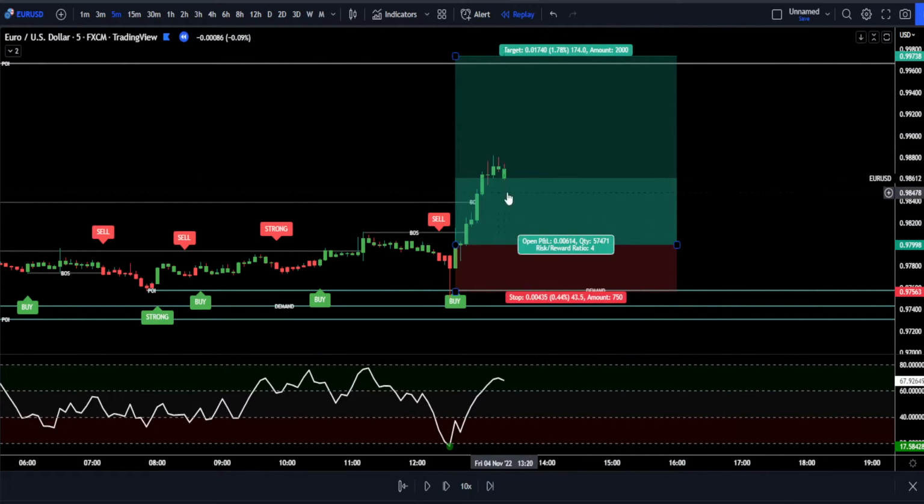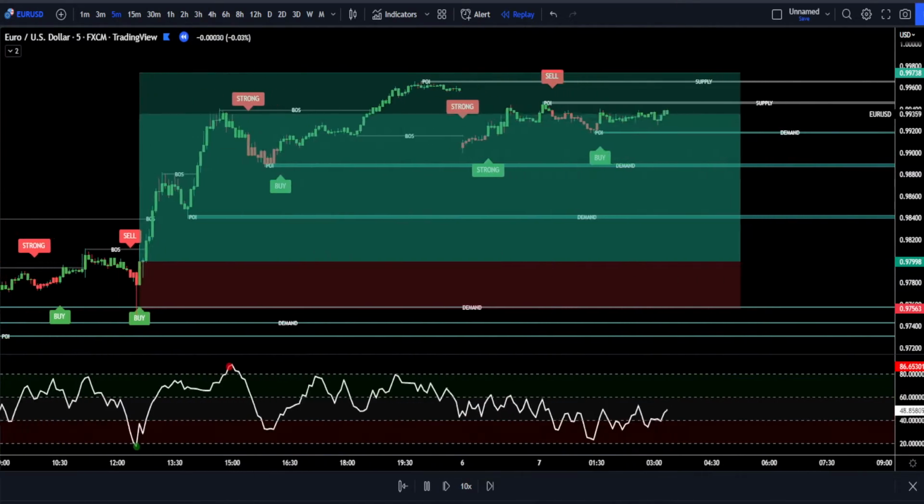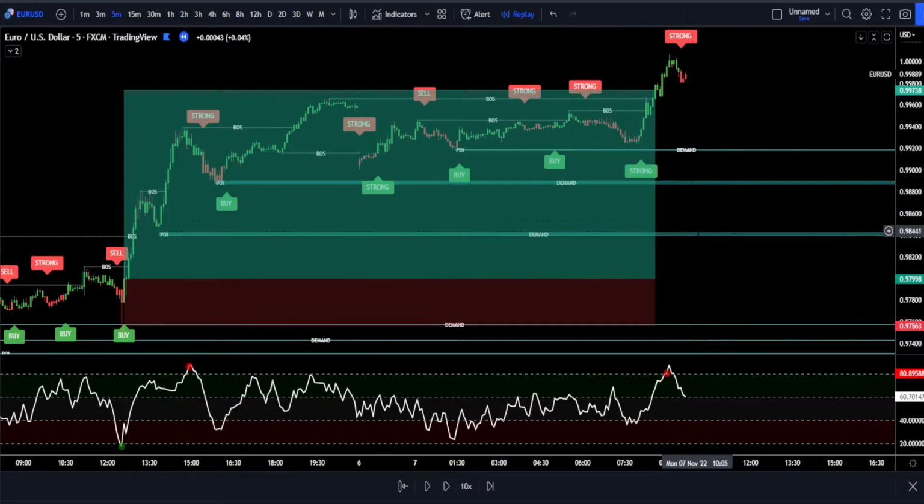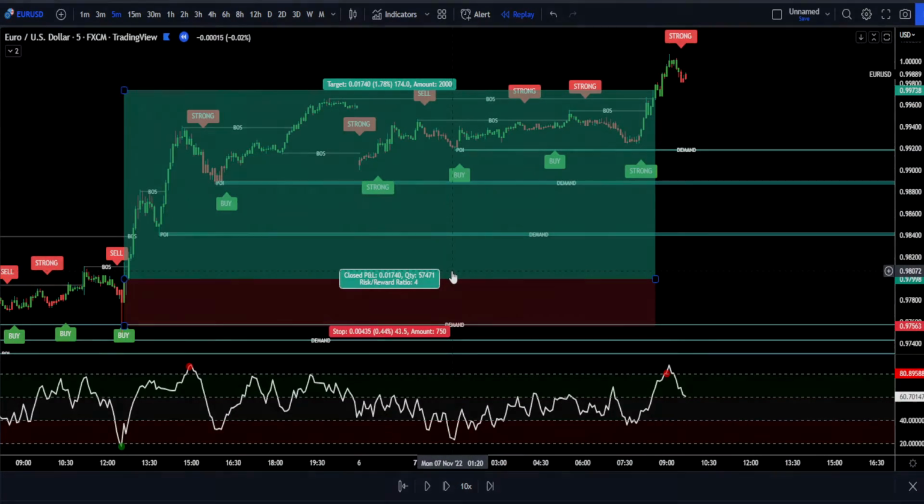At this point, our stop loss will be moved to our break even as soon as we hit our first take profit target. And we see once again this trade was successful and we managed to return 4 times the risk.